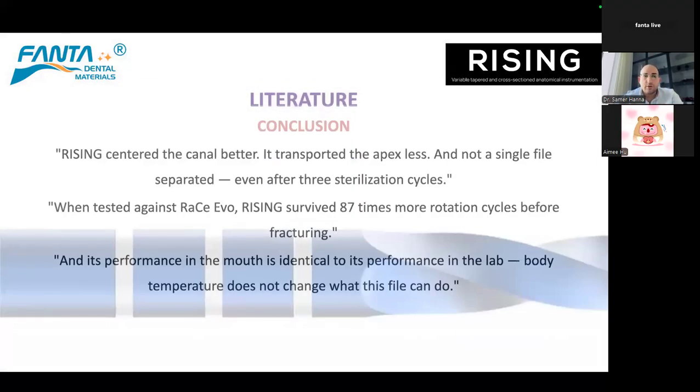So, just a conclusion for the Rising. Rising centered the canal better, transported the apex less, and not a single file separated even after 3 sterilization cycles. When tested against Race EVO, Rising survived 87 times more rotational cycles before fracturing, and its performance in the mouth is identical to its performance in the lab, as when it was tested between body temperature and lab temperature, there was no significant difference between the two temperatures.